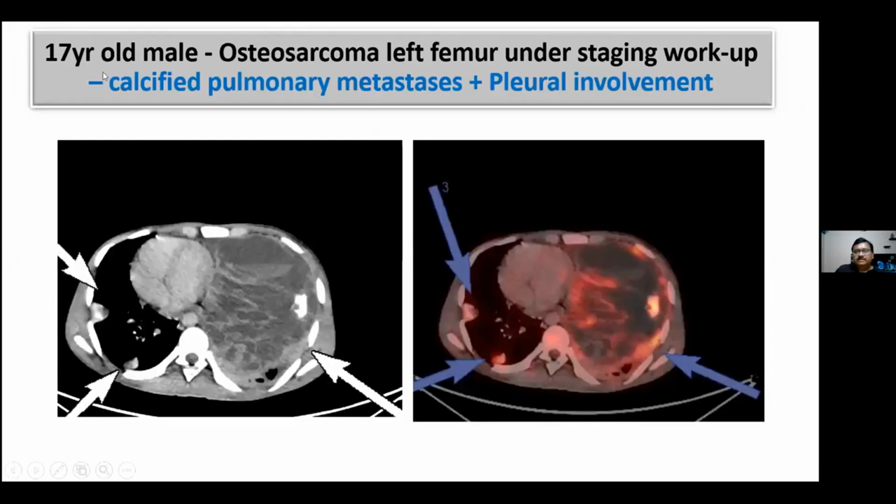We are seeing calcified pulmonary metastasis and pleural involvement. Basically, pleural thickening and uptake is here. These are the calcified lesions in the lung, suggestive of calcified osteosarcoma metastasis. Very peculiar and particular.